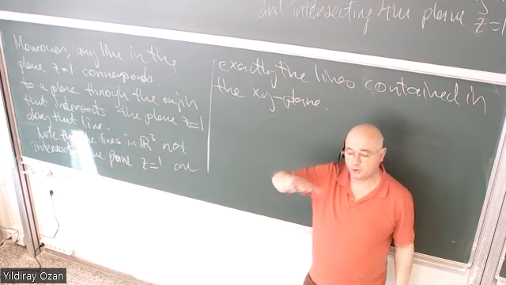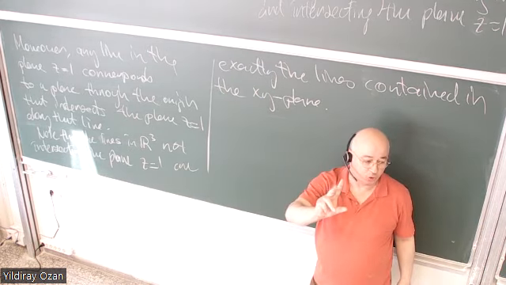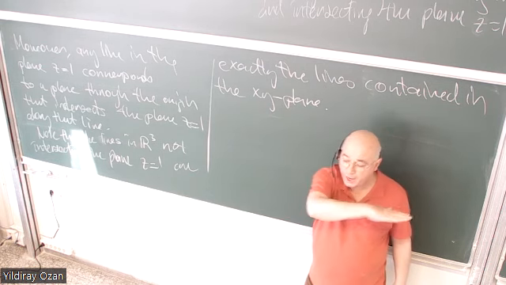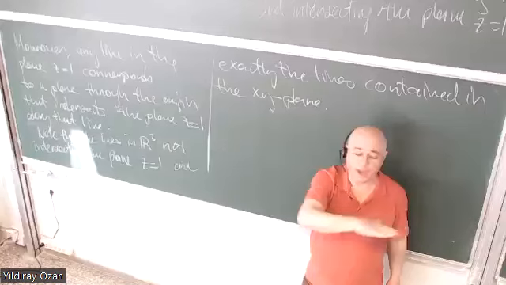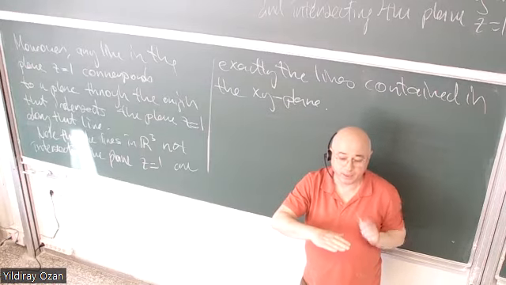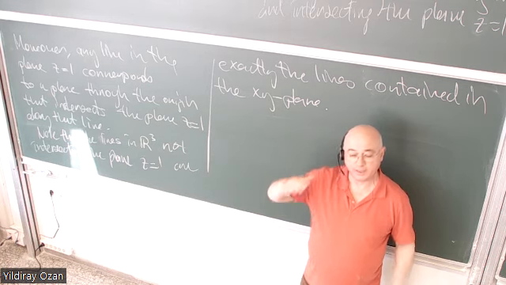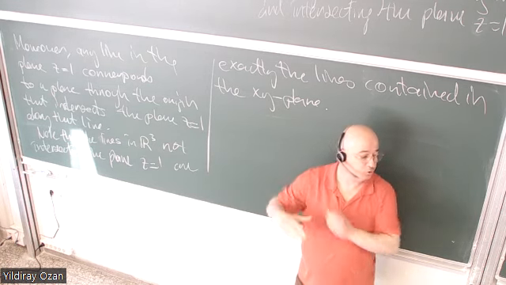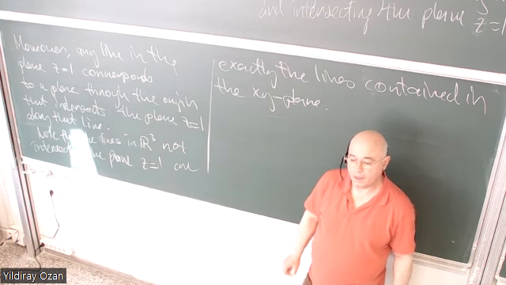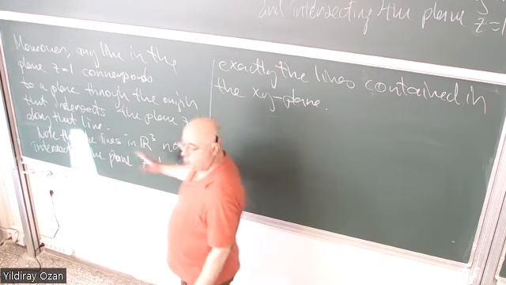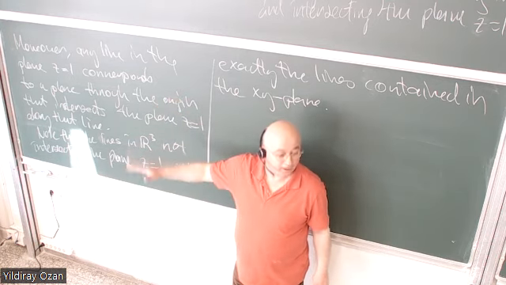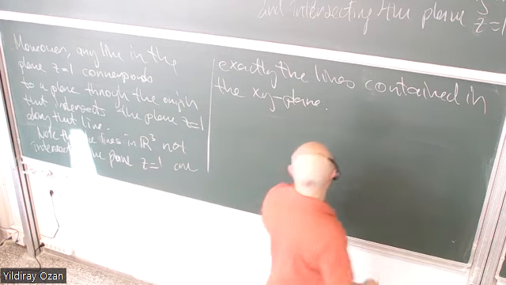In R3, we have two kinds of lines passing through the origin: the ones which lie in the xy plane, which don't intersect the z equals 1 plane, and the ones that intersect the z equals 1 plane at a point. Okay? And our projective plane will be just the space of these lines.